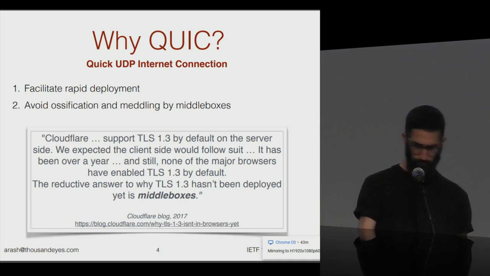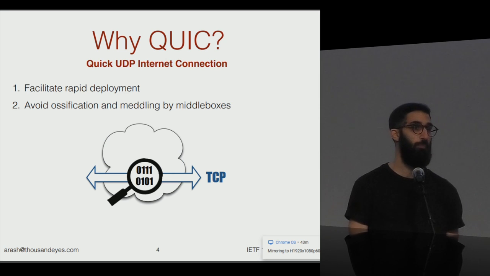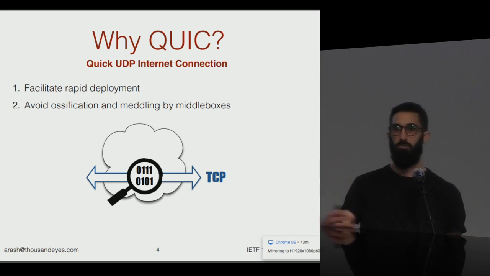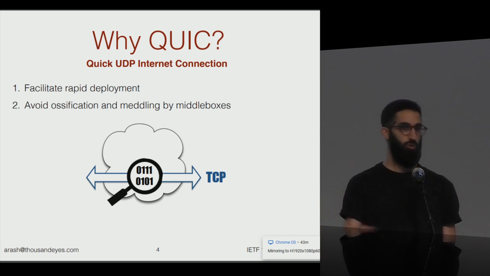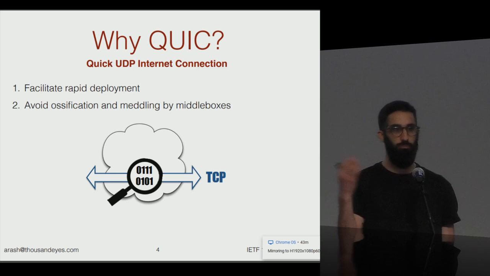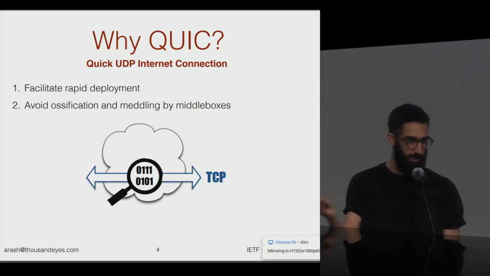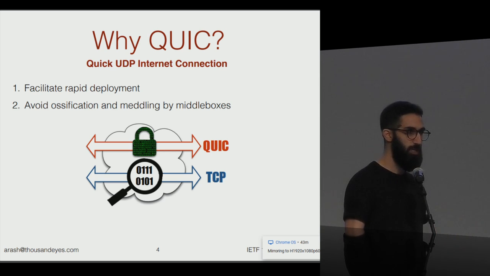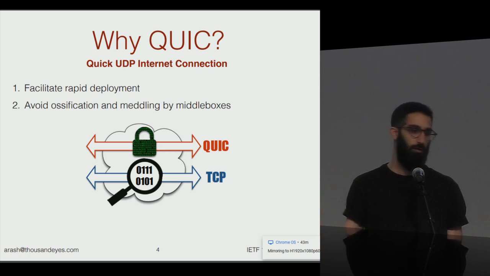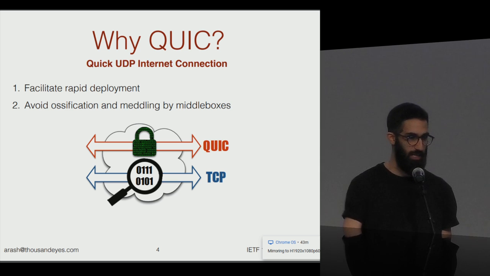And all of these things can happen because in TCP, all of your headers are in the clear. So middleboxes can see them and act upon them. They can modify them, drop them, add headers, or break your connections into two, all the things that you're familiar with. Whereas in QUIC, pretty much everything is encrypted, so you take all that from middleboxes. They can't do any ossification or meddling.